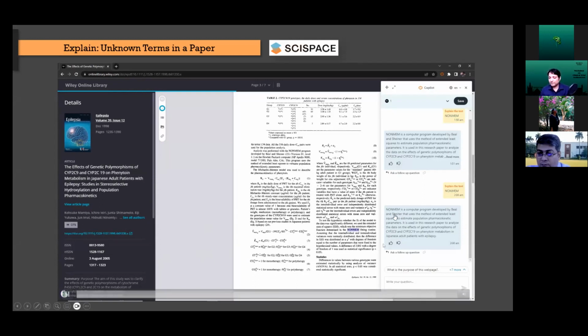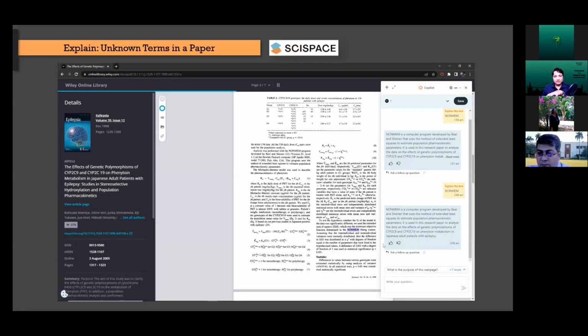So here it is defining the non-MEM as the extended least square to estimate population pharmacokinetics parameter. It is used in the research paper to analyze the data for genetic polymorphism and phenytoin metabolism in Japanese patients. So basically what it's saying is a pharmacokinetic tool, population pharmacokinetic tool. That is very right. That is actually what it is.